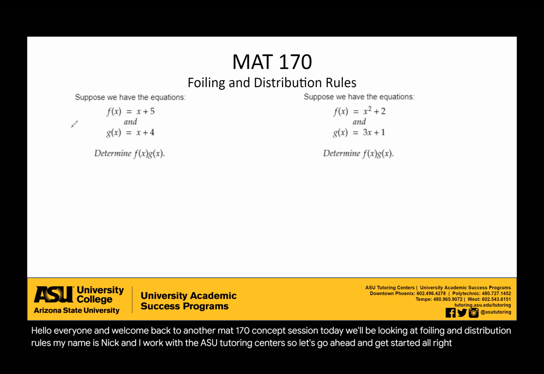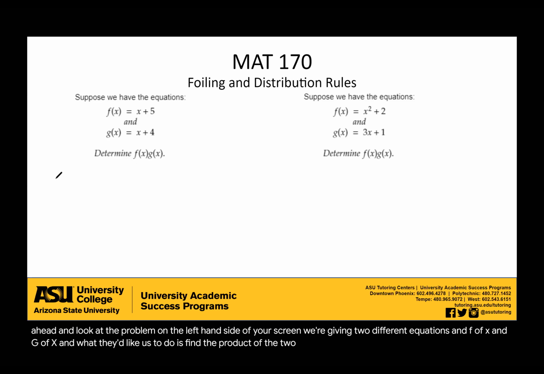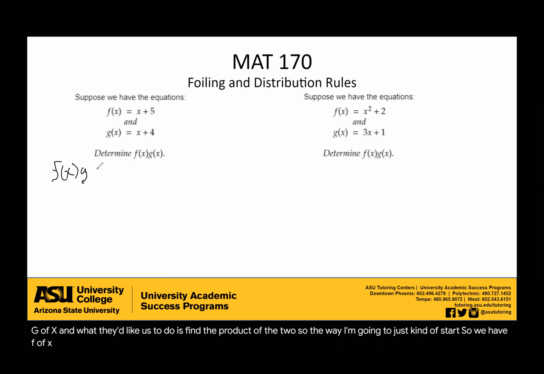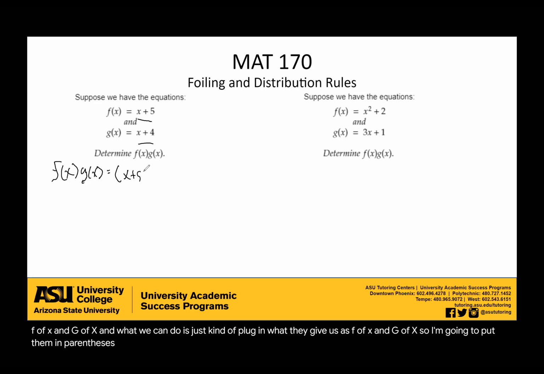All right, so we'll look at the problem on the left-hand side of your screen. We're given two different equations, an f of x and a g of x, and what they'd like us to do is find the product of the two. The way I'm going to start is to plug things in first. So we have f of x and g of x, and I'm going to put what they give us in parentheses. So we have x plus 5, x plus 4.